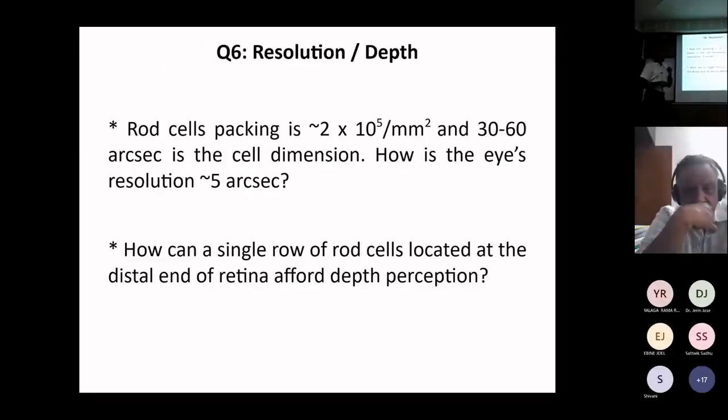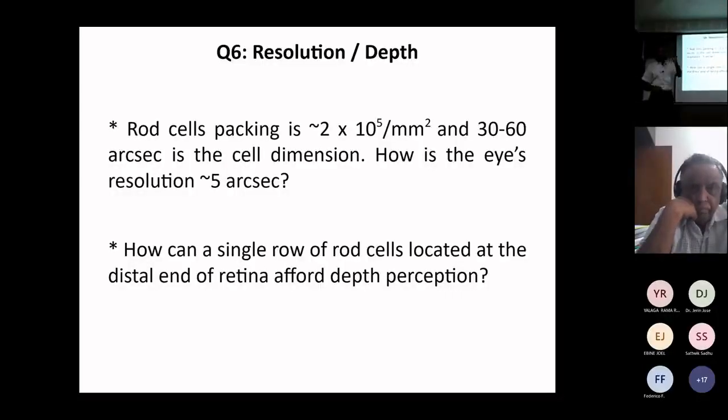Then resolution, and this is very important. Professor Amit would be interested in this. Rod cell packing is approximately 2 times 10 to the power 5 per millimeter square. You know, the pixelation kind of analysis, that's what is being done here. And 30 to 60 arcsec is the cell dimension. If you take the curvature and try to study the angle subtended on that arc, that's what this arcsec is. So the eye's resolution is approximately 5 arcsec.